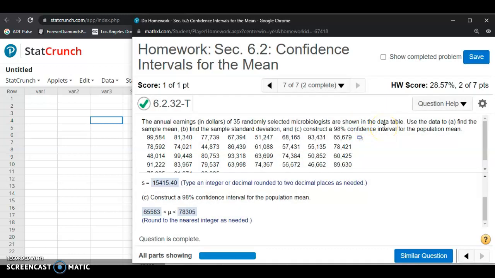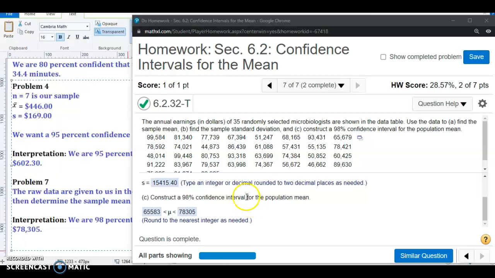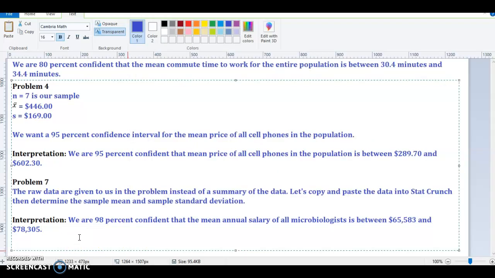Hopefully you've seen enough examples to know how to do the homework for the remaining problems in section 6.2. Before we end the video, remember it's always a good idea to practice writing an interpretation. An interpretation for this confidence interval that we just did is as follows. We are 98% confident that the mean annual salary of all microbiologists is between $65,583 and $78,305.